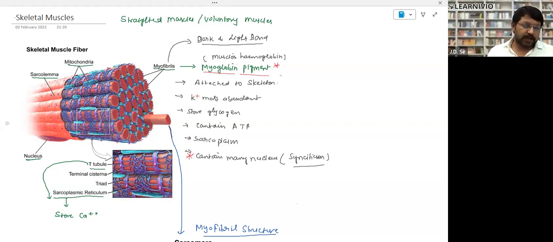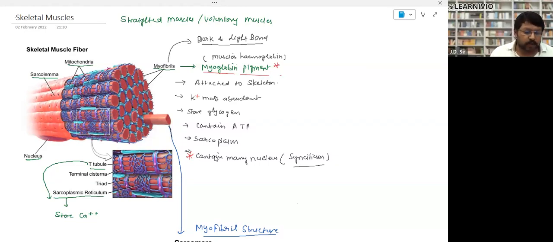So they have a large nucleus. These muscles are skeletal muscle fibers. This muscle fiber has a large nucleus, you can see the nucleus here, and it is covered by a membrane called sarcolemma. So in place of the plasma membrane, there is a membrane called sarcolemma, a covering membrane. Inside the sarcolemma, there are a number of small fiber-like structures called microfibrils, right? In between these microfibrils, there are mitochondria. They have a number of mitochondria because they require lots of energy for movement and functioning.